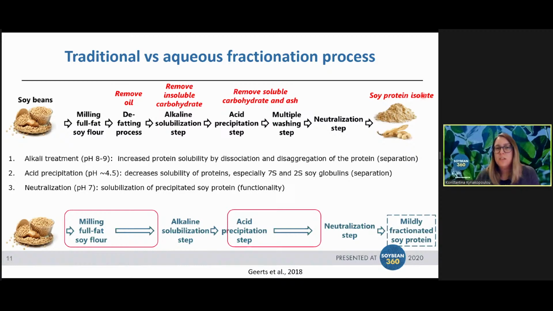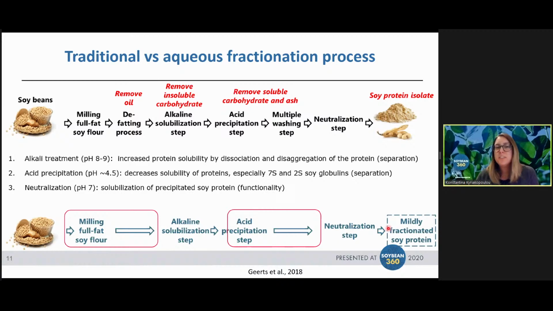In our process, we are now suggesting an aqueous fractionation process, where the defatting step, which is usually done with organic solvent, doesn't take place. And we remove the excessive washing steps, because we don't want to purify our ingredients so much that they don't work for our application.